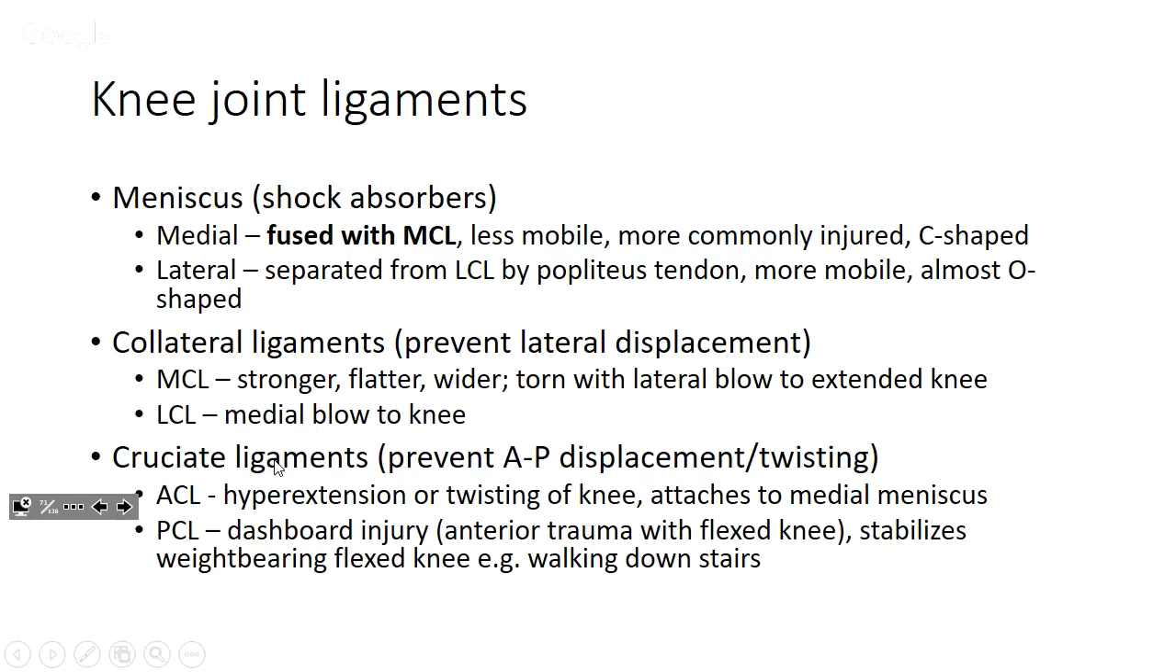whereas the PCL is typically not that easily damaged, but in a dashboard injury that can occur. And twisting of the knee will also damage your ACL. The easiest way to think of how the PCL works is to think of walking downstairs. If I'm walking down, the weight-bearing flexed knee at the back is being supported by the PCL as you're doing the eccentric contraction.